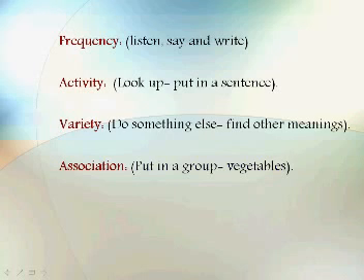And association, as we said, means you have to link the new word to something you know before. In this case, the word aubergine can be put in a group. What is the group that the word aubergine belongs to? Think, what group? Yeah, it's vegetables. Aubergine is a kind of vegetable. So if you have that in mind, I think you will not forget that word.